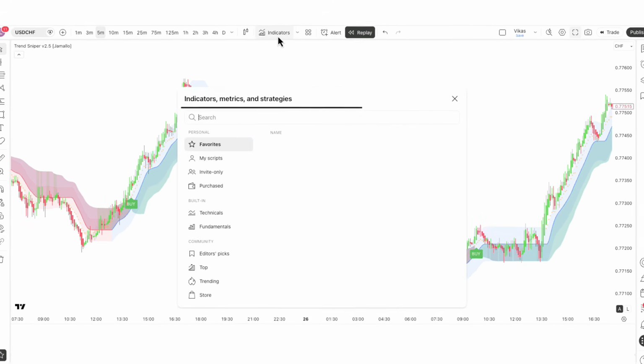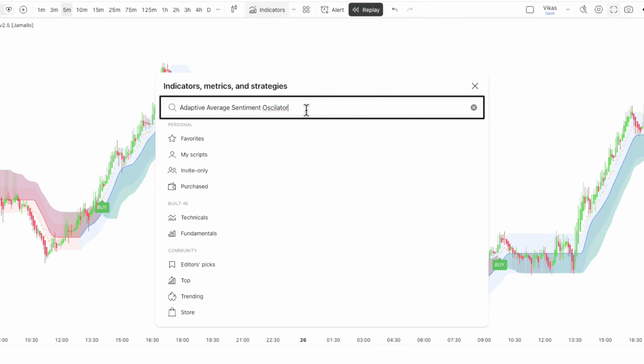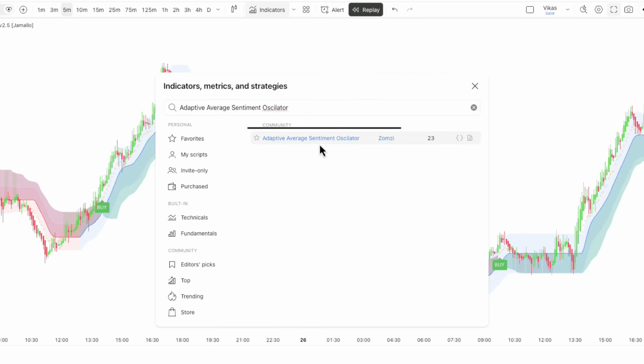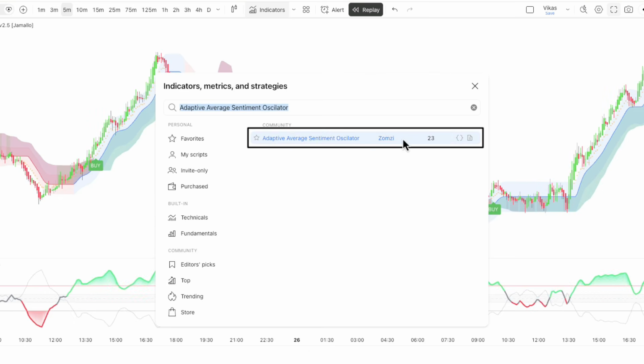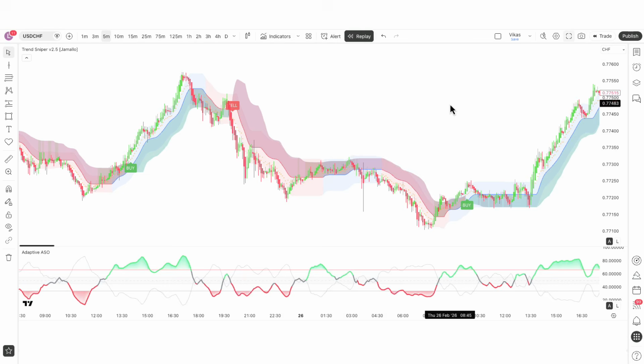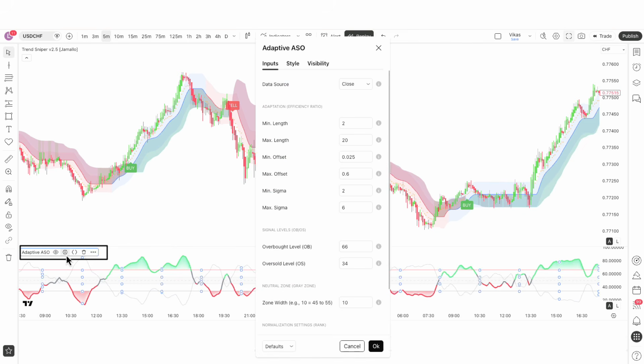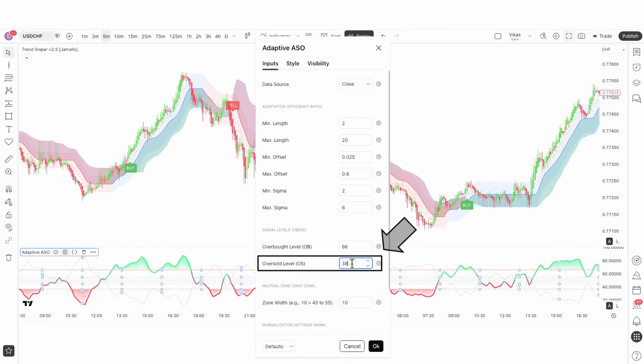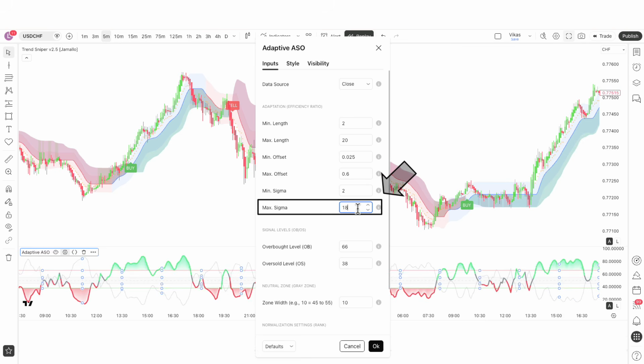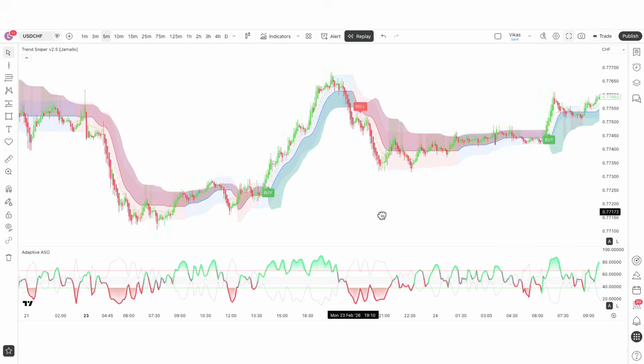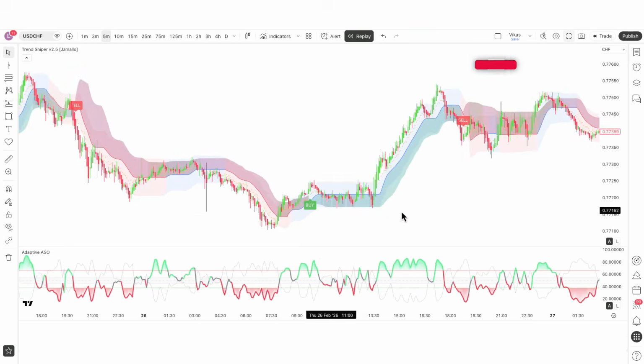Let's go to the Indicator Search tab, search Adaptive Average Sentiment Oscillator, and select the one called Adaptive Average Sentiment Oscillator Indicator, created by Zomzi. Now let's access the settings of this indicator so we can modify it to suit our strategy. We change oversold level 34 to 38, and after that change max sigma 6 to 25. And here everything is fine after that. Click OK. Now our setup is ready. Let's see how we use these trading setups.